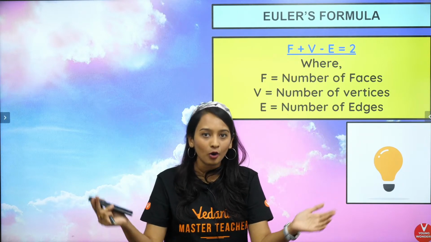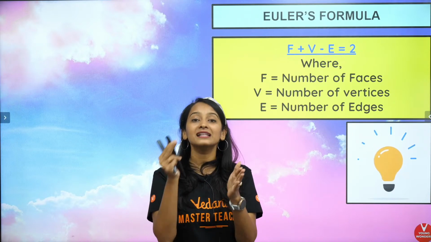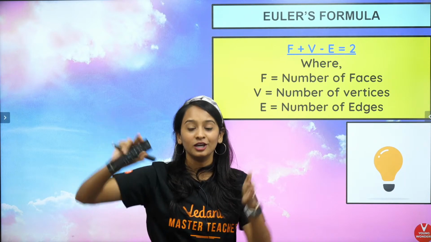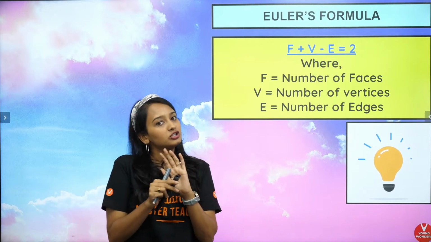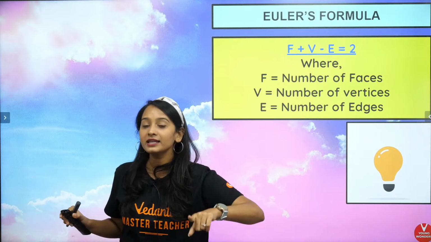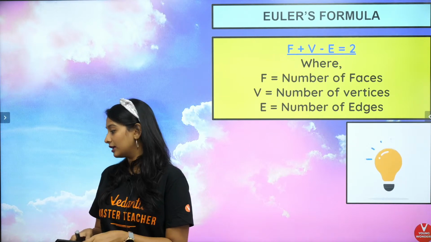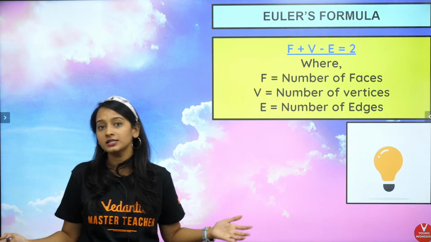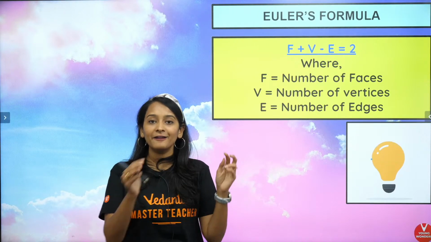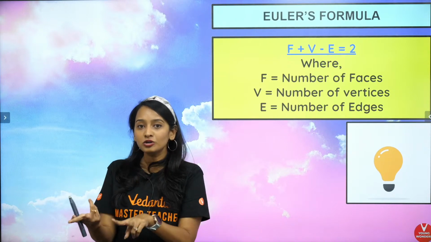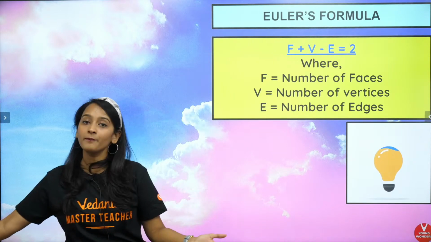So for any polyhedron, if you add the faces and vertices together and subtract the number of edges from it, you should be getting 2. Always. If you are not getting a 2, then it is not a polyhedron. But if you are getting a 2, then it is a polyhedron. So if your doubt is, ma'am, how do we know if a particular shape is a polyhedron or not? This is the formula which will tell you. If faces plus vertices minus edges is 2, then yes, it is a polyhedron. If not, then it is not a polyhedron.